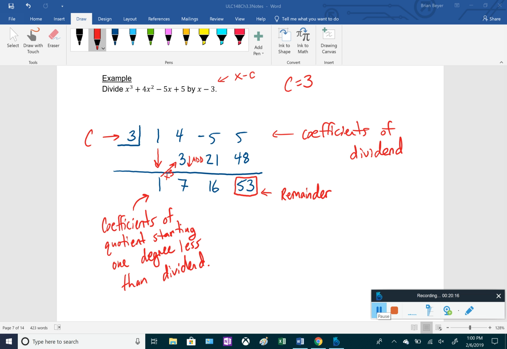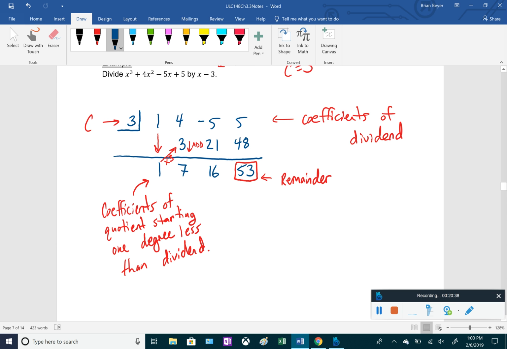These numbers right here represent the coefficients of the quotient starting 1 degree less than the dividend. So our dividend here was a cubic. It was x cubed. That means our quotient is going to be x squared. That's because we're dividing by something in the form x plus or minus a number. So we're dividing by an x. So it's going to be 1 degree less than. So let's see how this looks.